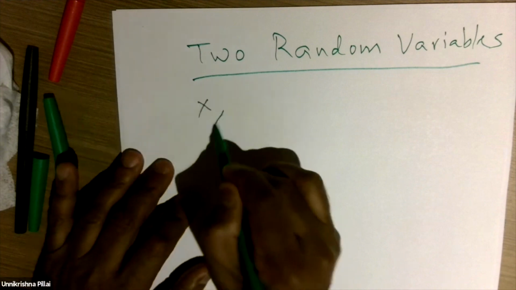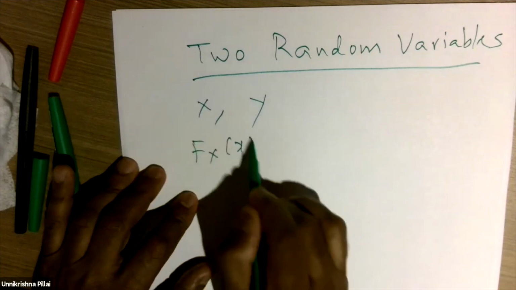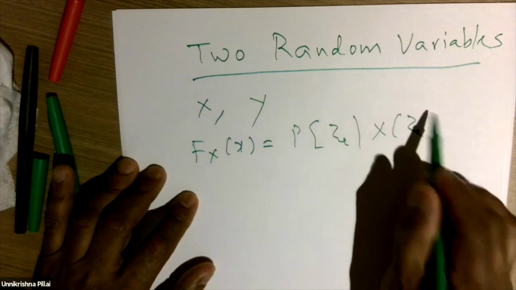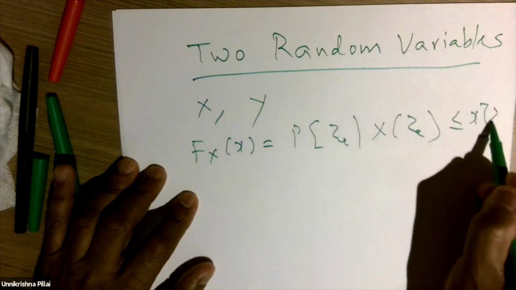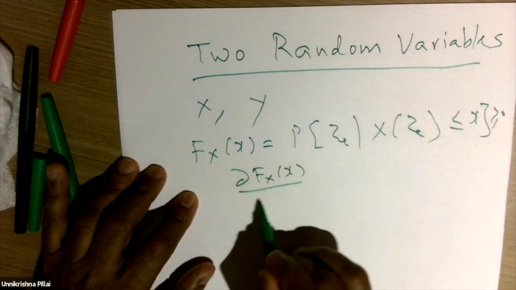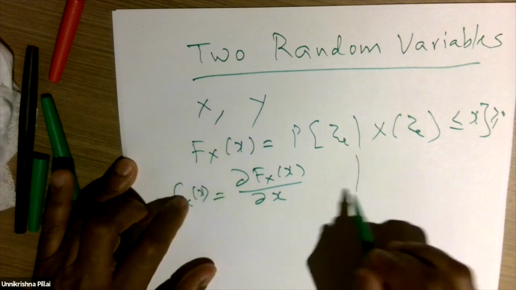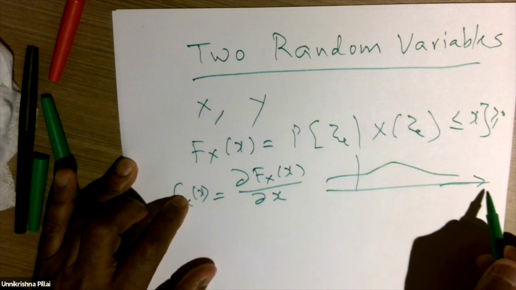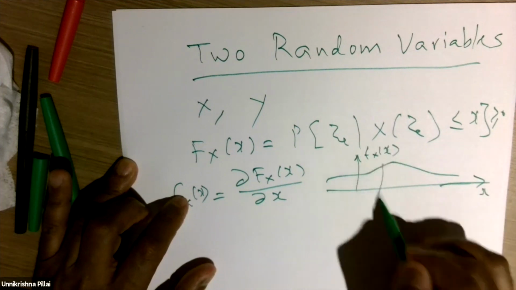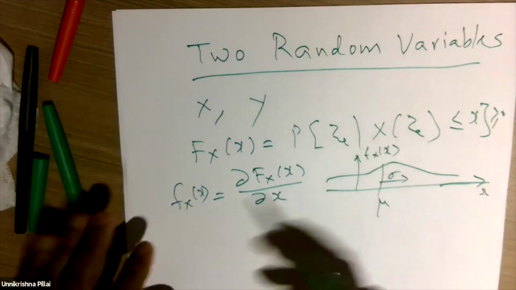Let's consider two random variables, X and Y. For each, we have the distribution function, which is the set of all realizations psi such that X of psi is less than or equal to x. Its derivative is the density function, and the area under the density function is one. We studied all this about one random variable, right? And you have the mean value, variance, etc.